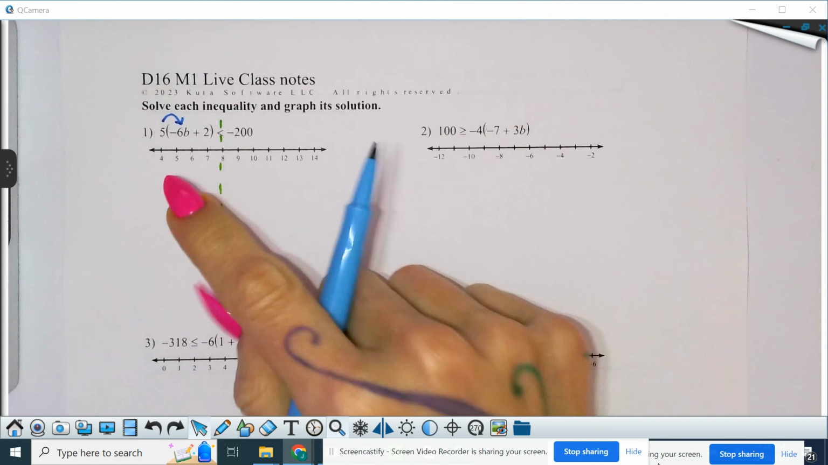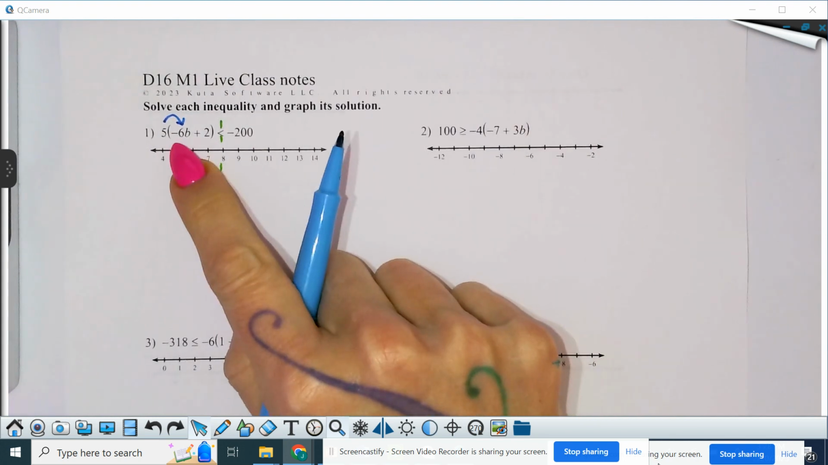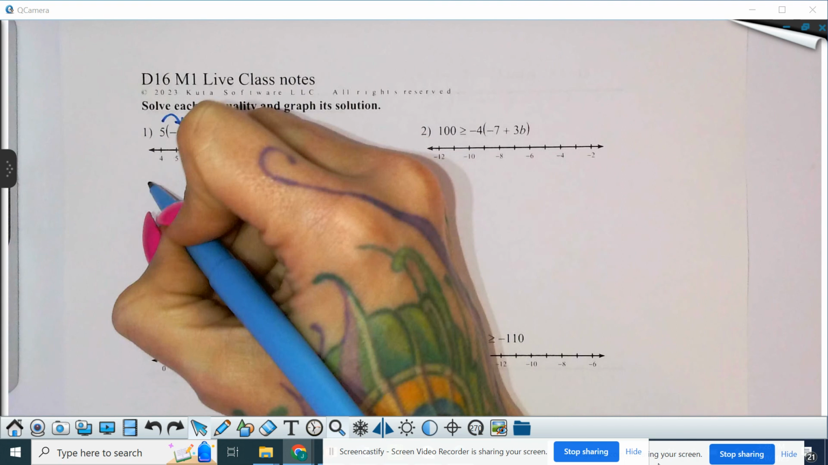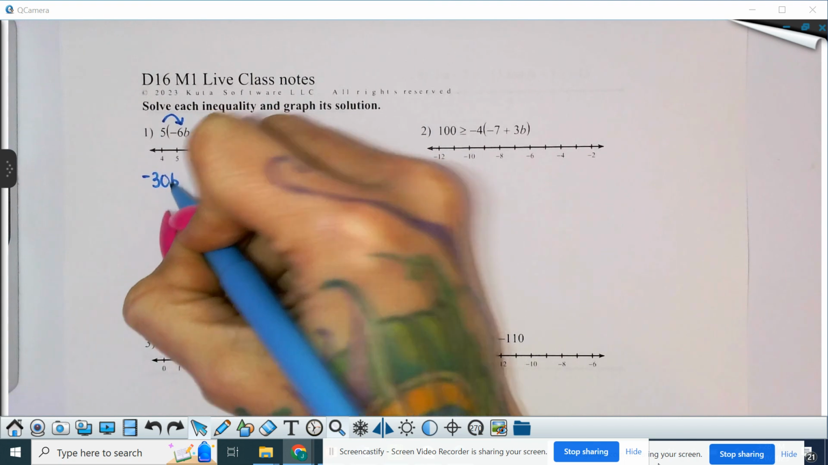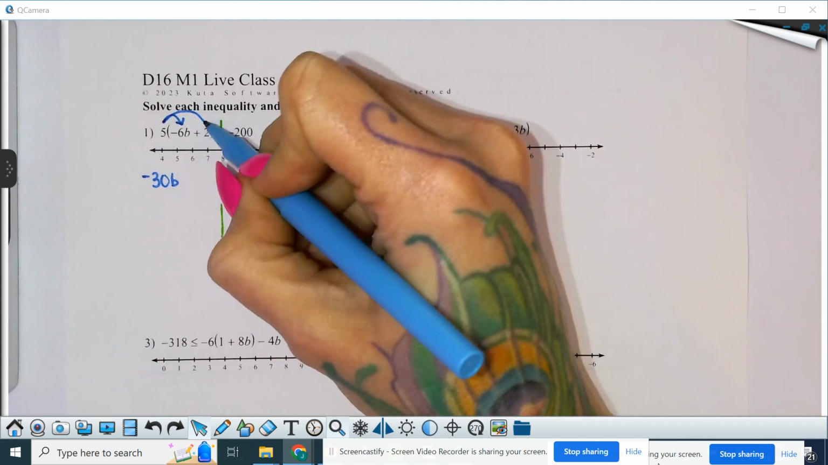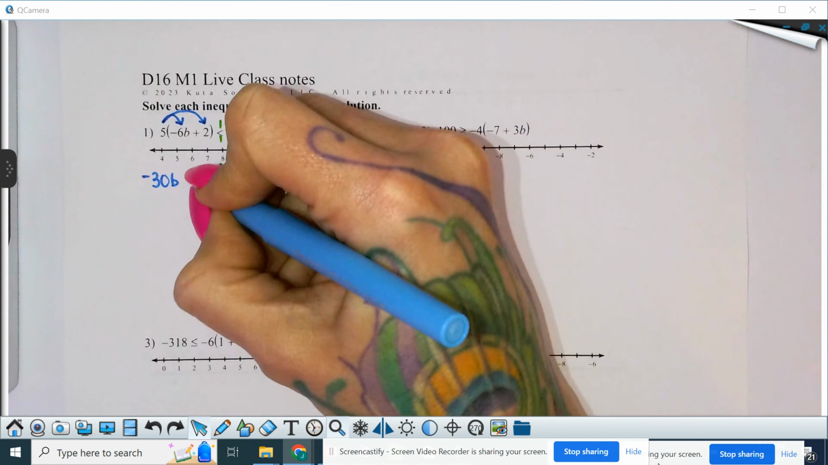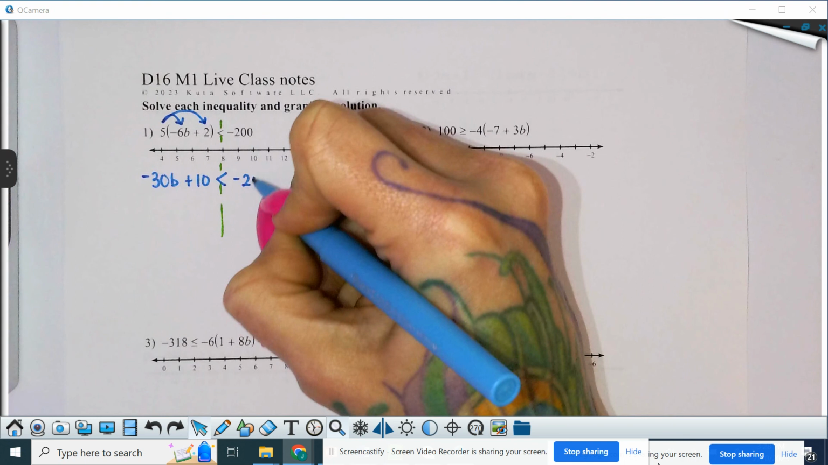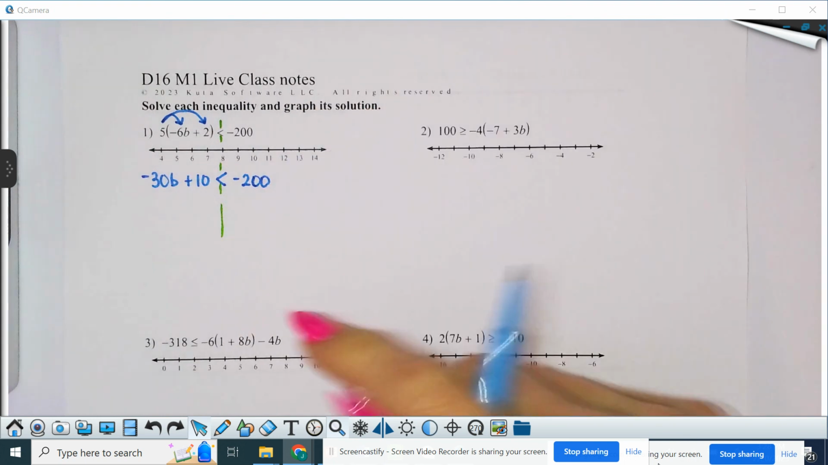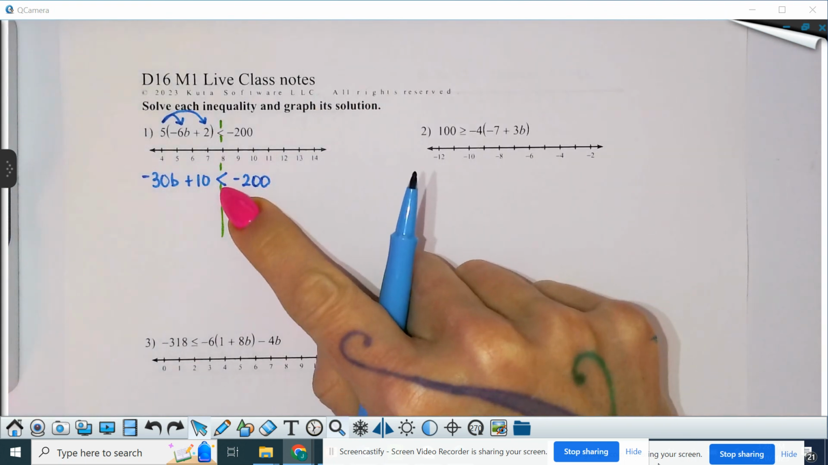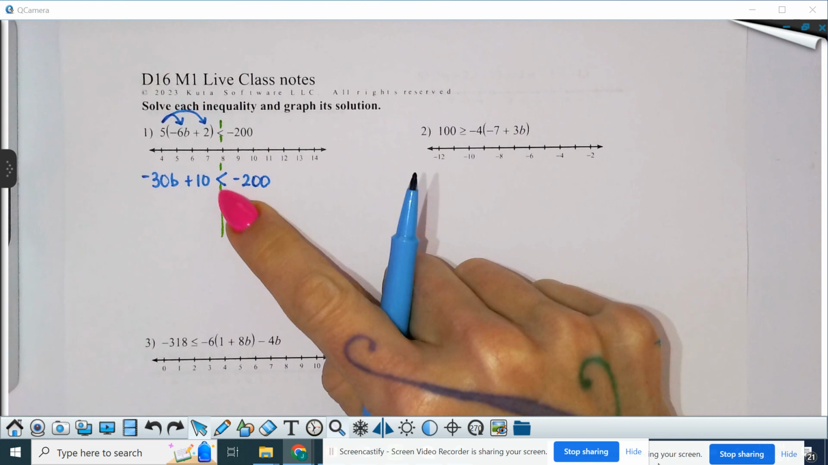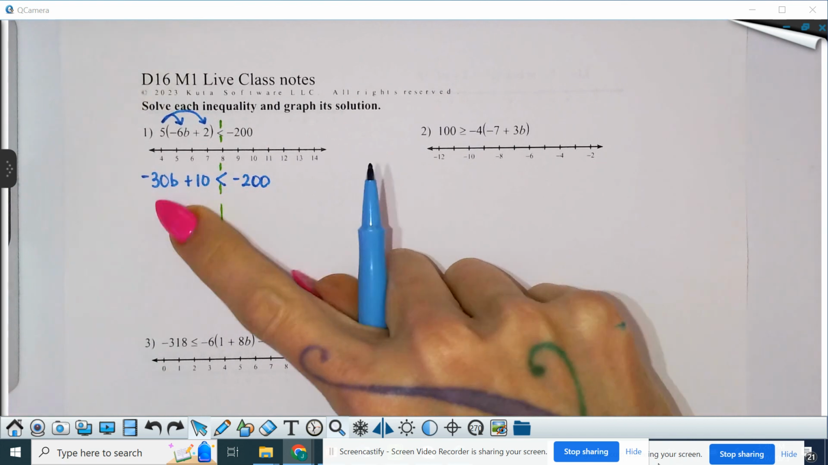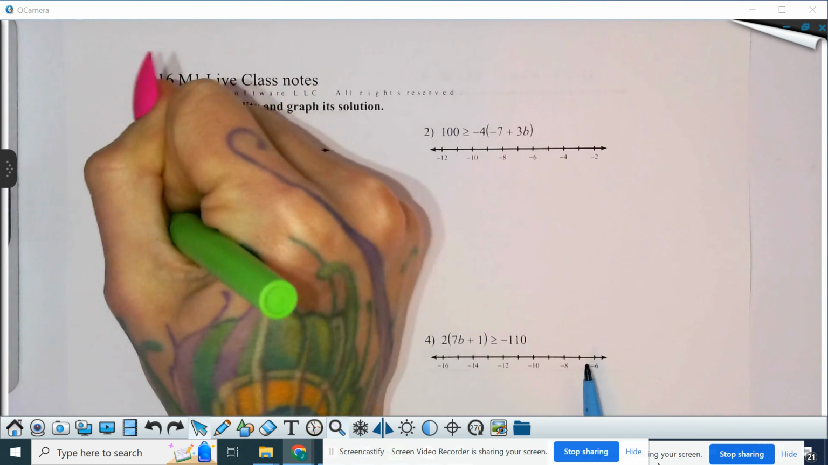So 5 times a negative 6 is going to give me a negative 30b. Then 5 times a positive 2 is going to give me 10, which is less than a negative 200. Hopefully when you see that less than, you think open circle already. If there's not an equal to, it's going to be an open circle. So we have our stinky kid, and on the outside is a plus 10.